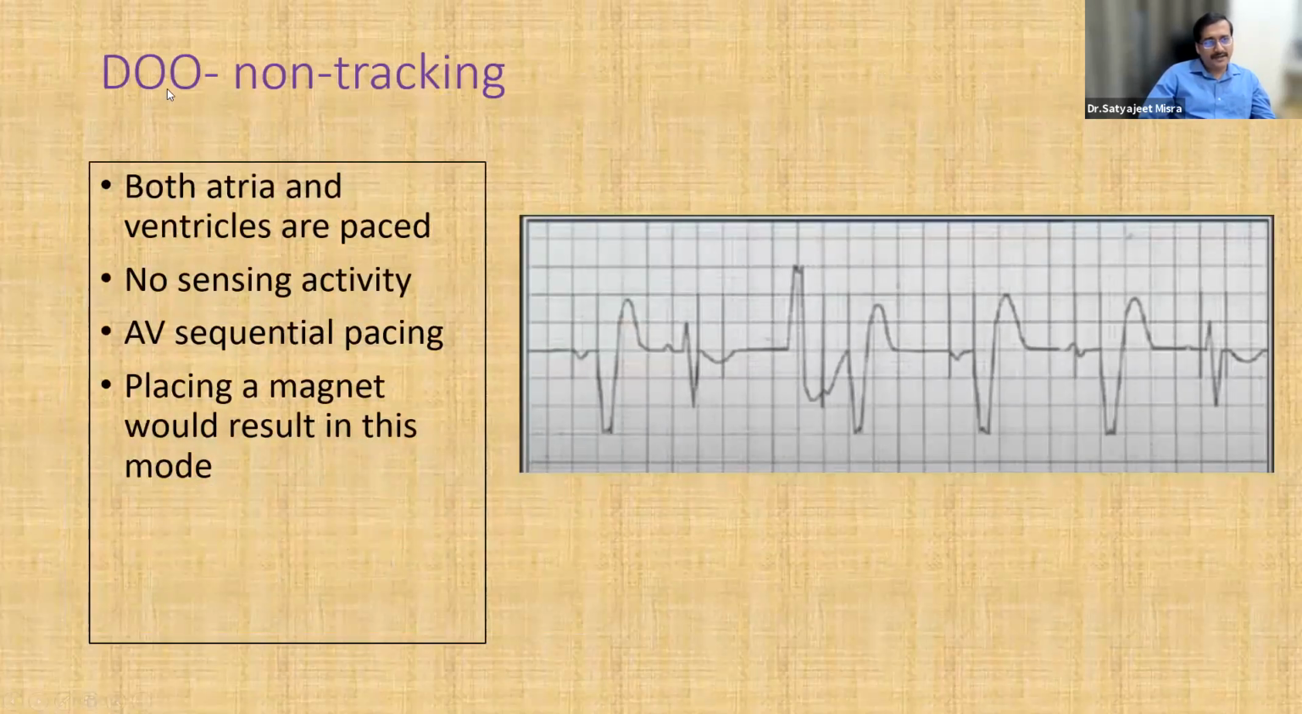The last thing is the DO mode. Basically, it's a non-tracking mode. And here you are not sensing any chamber, and therefore there's no response to that sensing, because there's no sensing. So you're just pacing the atria and the ventricle.